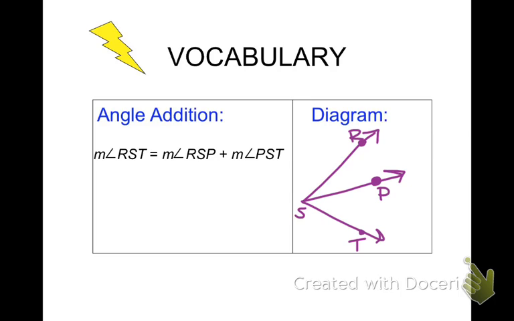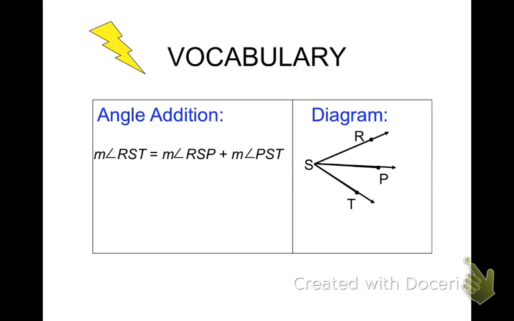Let's make sure this makes sense. The whole entire angle is equal to the two little angles added together. Does that make sense logically? If this was 10 and this was 30, the whole thing would be 40. If the whole thing was 50 and this was 20, what would the other one be? 30. Angle addition. It's as simple as that.